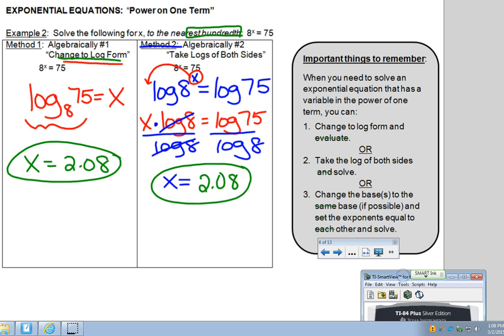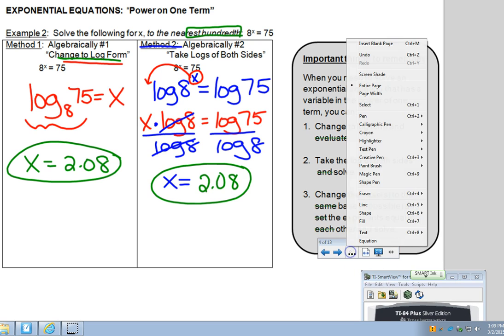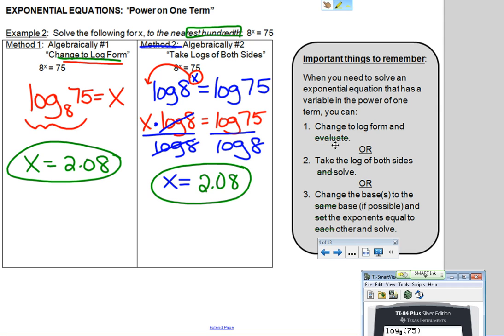Okay, so looking back now, if you look at the gray box, this tells you again what your three methods are. You can either A, change the bases to the same base if possible. That happened on problem number 1. If you cannot change them to the same base, you have two other methods. You can either change to log form, which is what we just did here, or you can take the log of both sides, which is what you're most commonly going to see in a textbook or on Google, and taking the log of both sides, you then apply the rules to break that down. All right, so these are one type of equations you have to know.